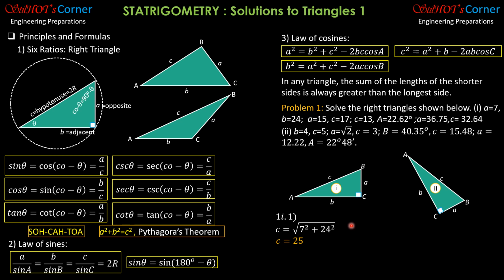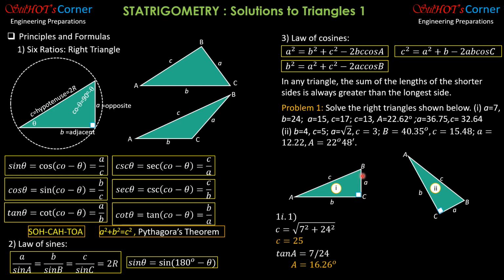Then for the other values, we just involve A and B always because those are the given. So for angle A, tangent of angle A is A over B, and A is 7, B is 24. So from there, A is inverse tangent of 7 over 24, and that is equal to 16.26 degrees.